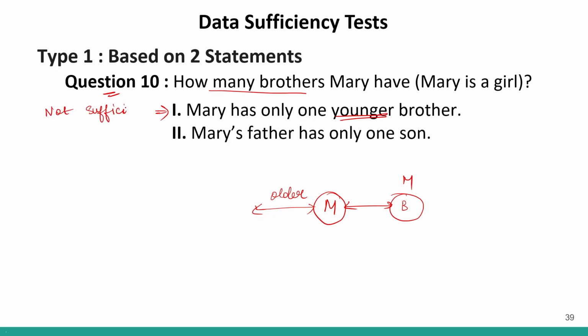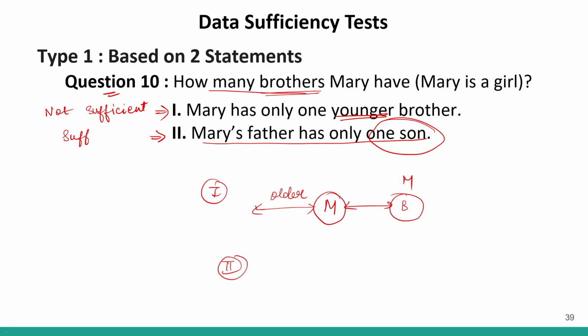Correct? Now, statement number 2. Statement number 2 says that Mary's father only has one son. Correct? So if Mary's father only has one son, that means Mary will have only one brother. We have to find out how many brothers Mary has. Mary can have many sisters. But since Mary's father has only one son, Mary will have only one brother. So based on this statement, can we find the answer? Yes. So this statement is sufficient.